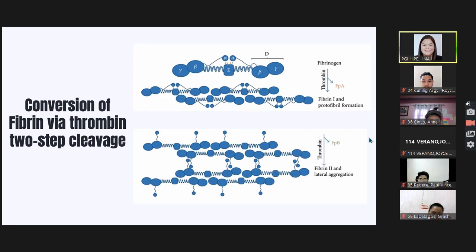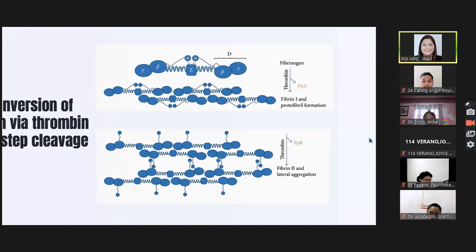So the steps are, first, removal of fibrinopeptide A permits end-to-end polymerization of clot, also known as protofibril formation. And then the next step is cleavage of fibrinopeptide B, which allows side-to-side polymerization of clot, also known as lateral aggregation. So please take note, we have end-to-end polymerization of clot and then side-to-side polymerization of clot. We have to differentiate whether it is the action of fibrinopeptide A or fibrinopeptide B, which step.